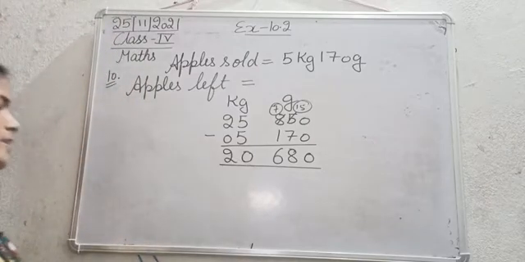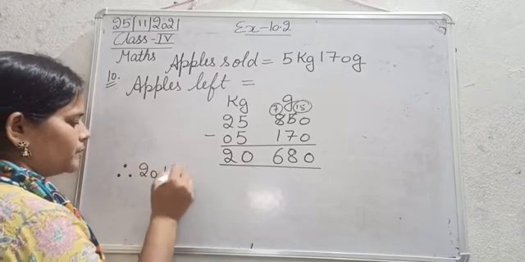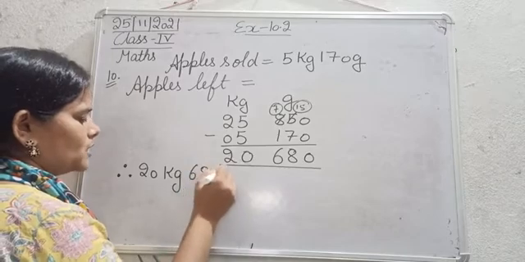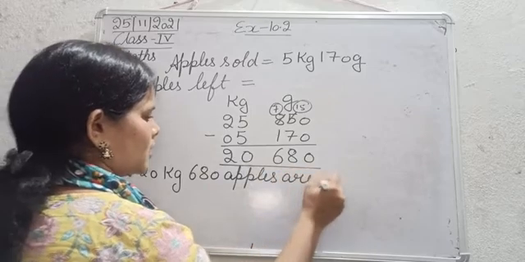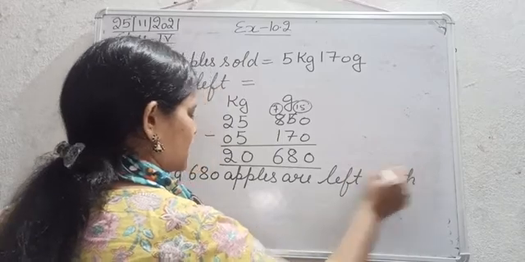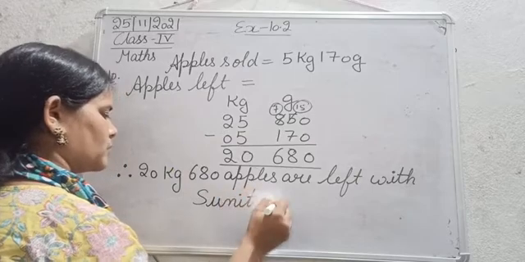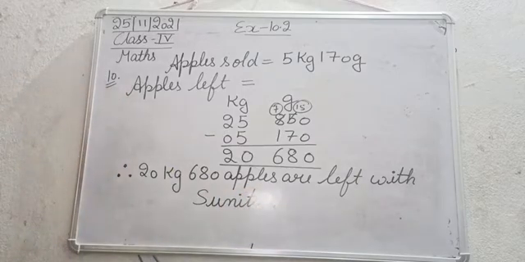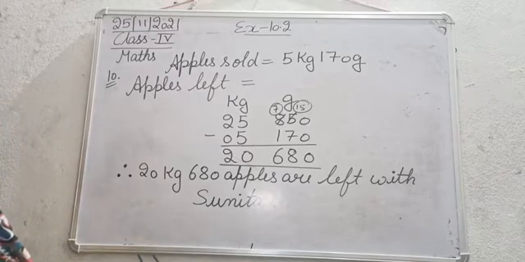So write down the solution sentence. Therefore, 20 kg 680 gram apples are left with Sunita. Full stop. And this is the solution for question number 10. With this we have completed question number 10 of exercise 10.2. Okay, so you can pause your videos here and note it down in your notebooks.